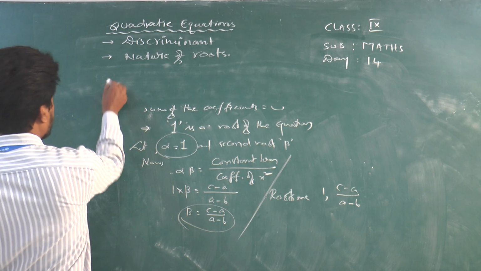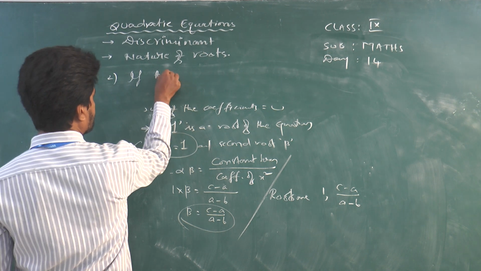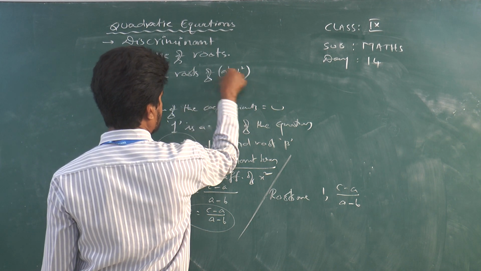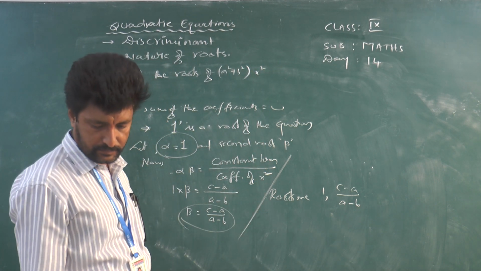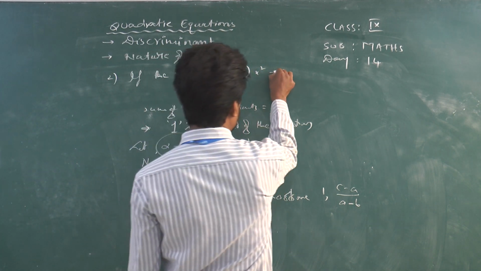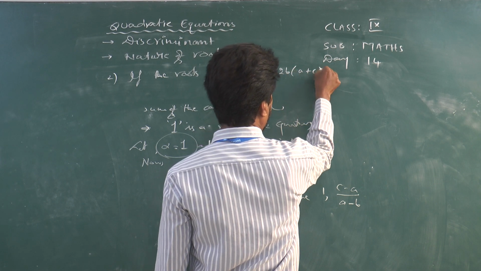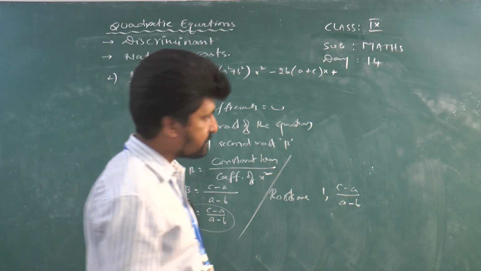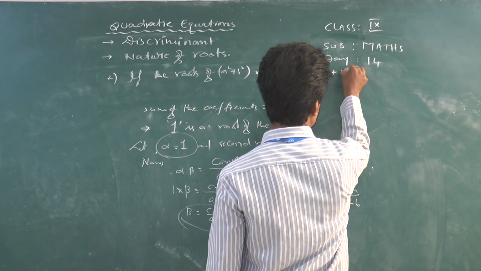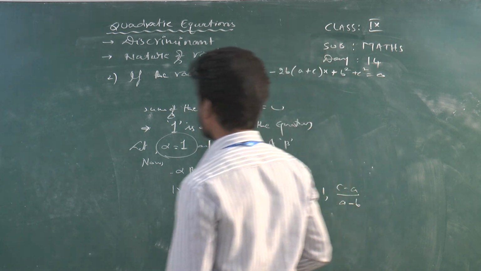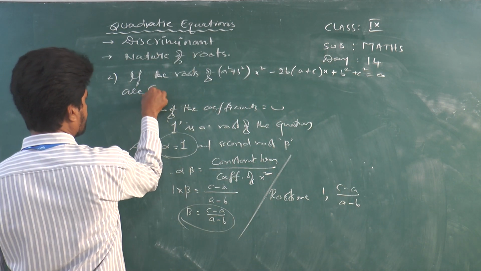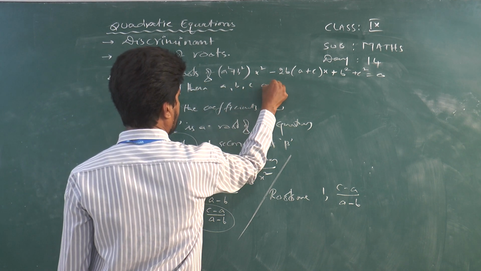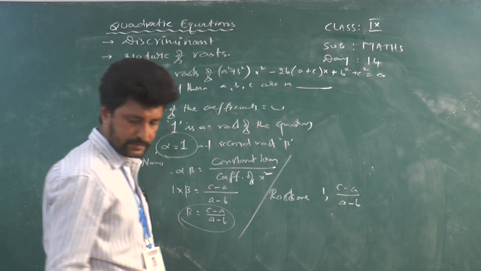If the roots of (a square plus b square) into x square minus 2b into (a plus c) into x plus (b square plus c square) is equal to 0 are equal, then a comma b comma c are in dash.